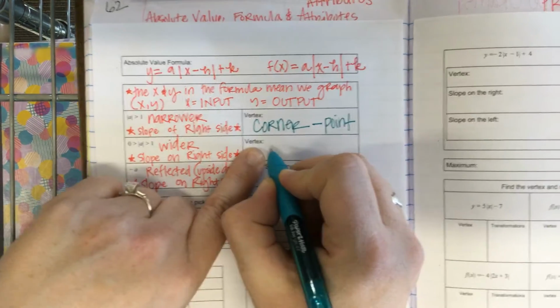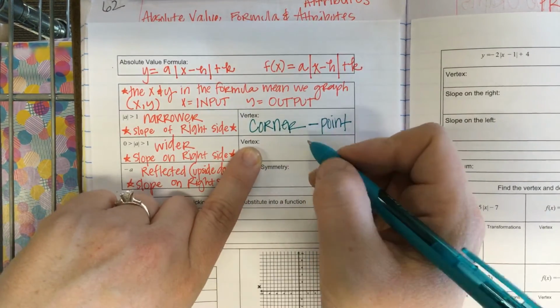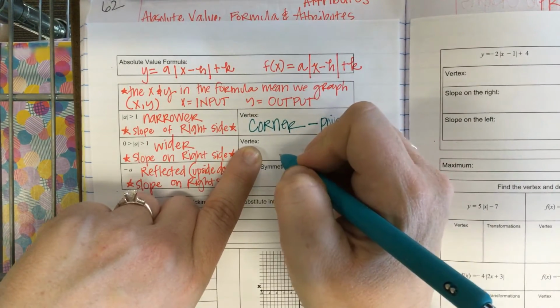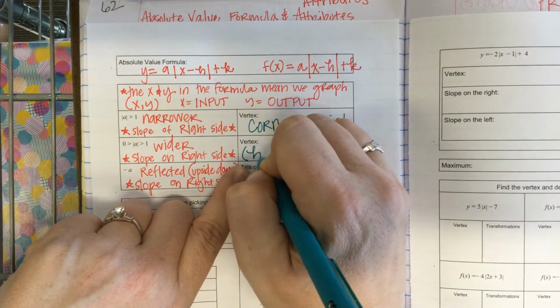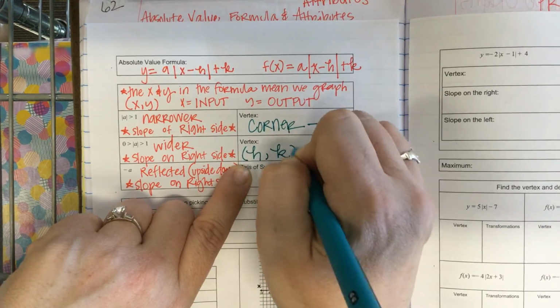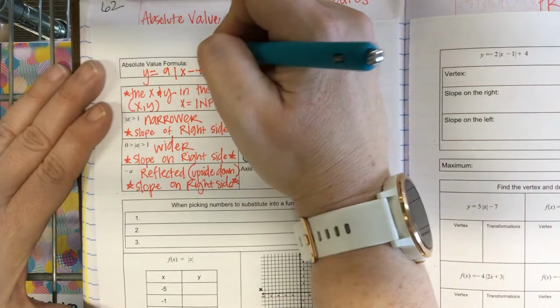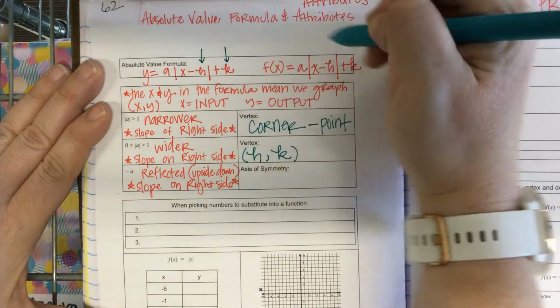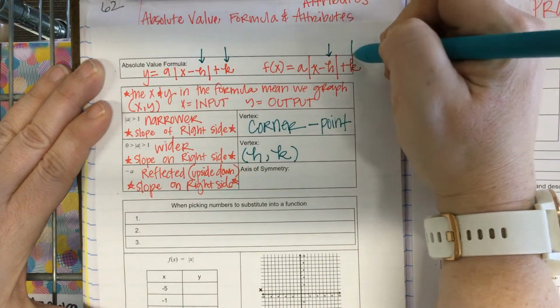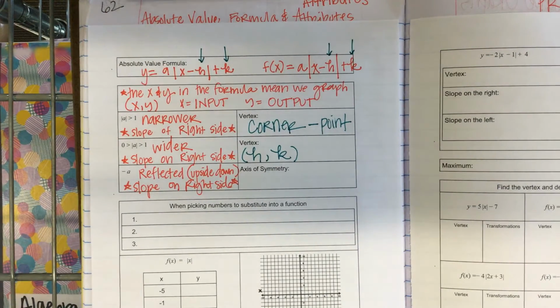The vertex, the corner, the turning point, the middle, is h, comma, k. Do you see those anywhere else? Yeah, in the formula. H, comma, k, which is x, comma, y.